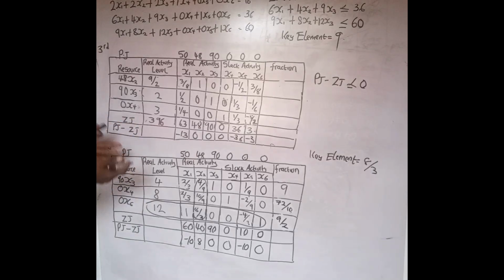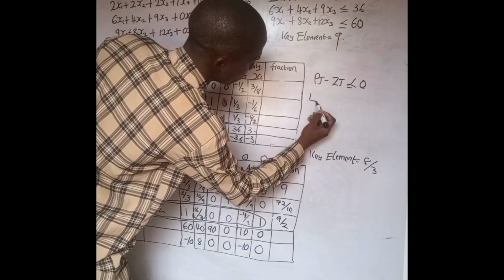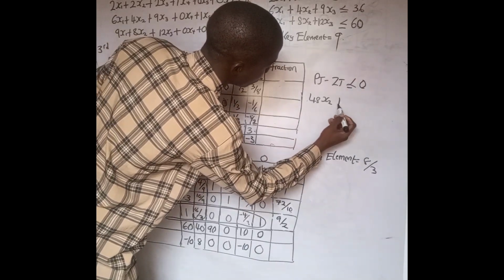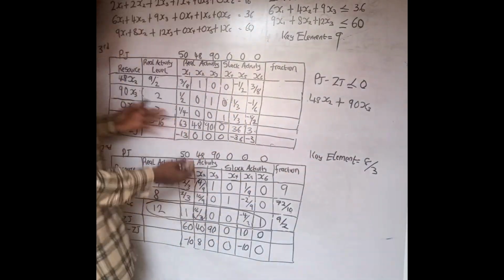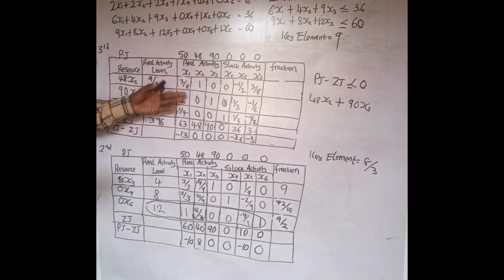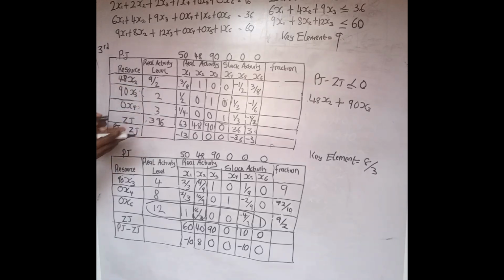Therefore, we have already attained an optimal solution at this point. The value of the resources that we make use of are 48 of x2 and 90 of x3. We don't have x4 in our real variables, therefore we are not going to include x4. These are the resources that we make use of to produce the optimal output, that is 48 of x2 and 90 of x3. That is how to solve a linear programming problem using the simplex method.